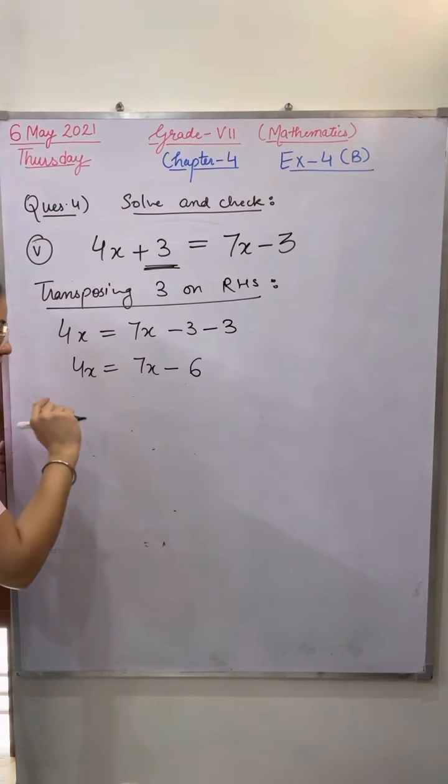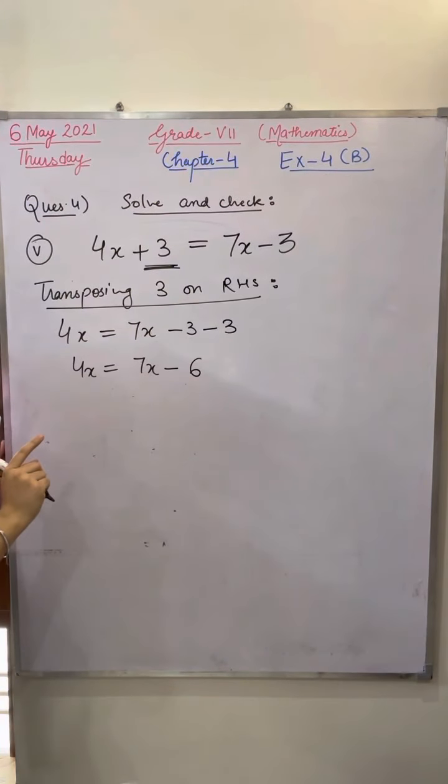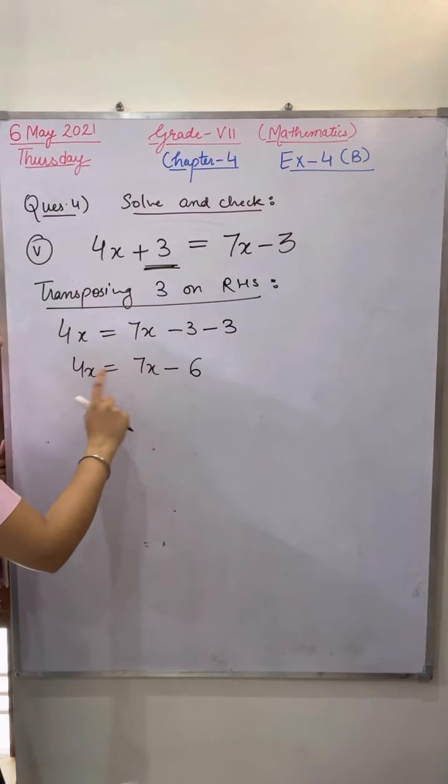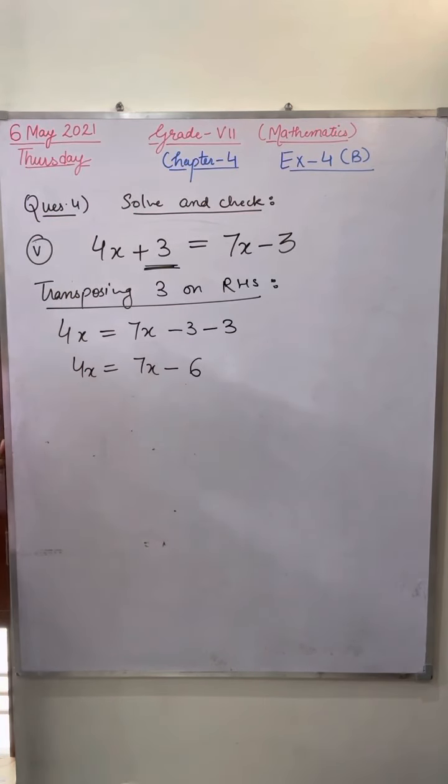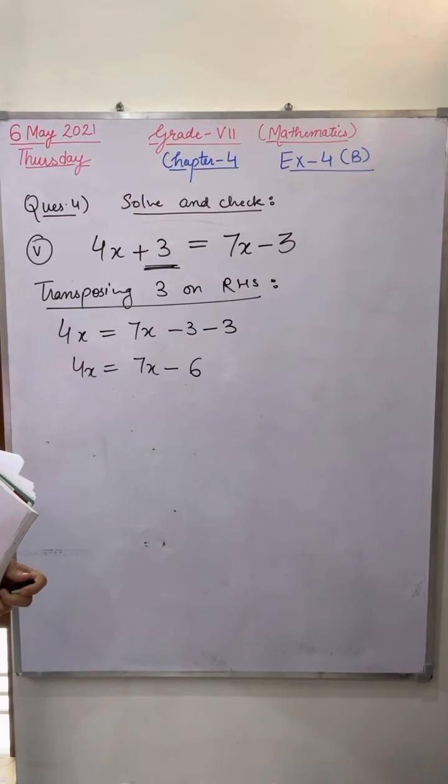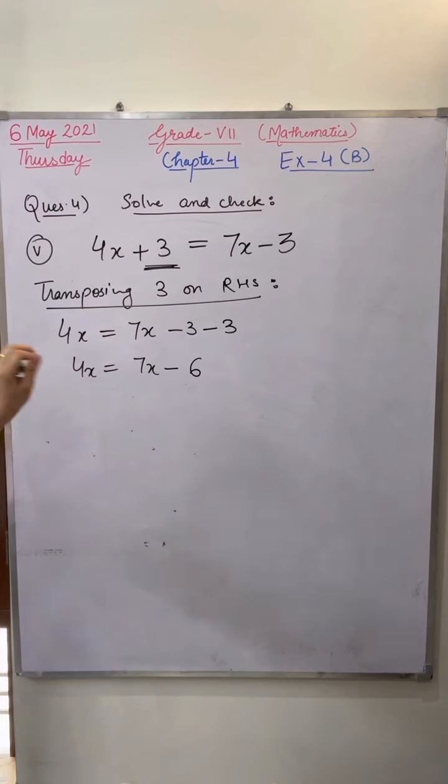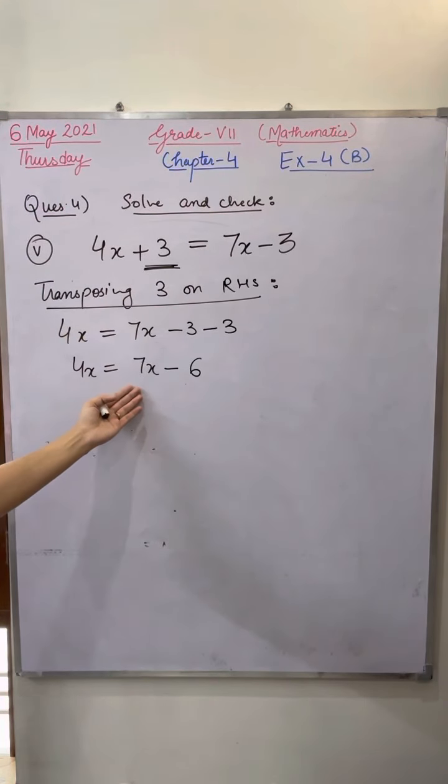Now we are having variables on both sides. Okay. What are those variables? Look here on the board. I'm having on the left hand side a variable value. What is that? Ma'am, it is 4x. Okay. And on right hand side I'm having a variable value. What is that? Ma'am, 7x.